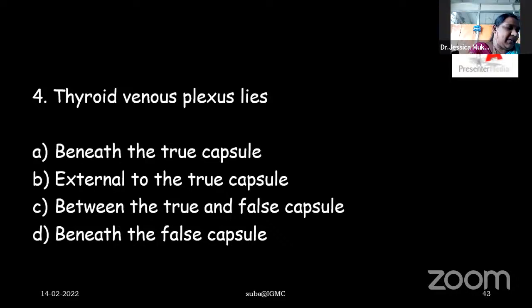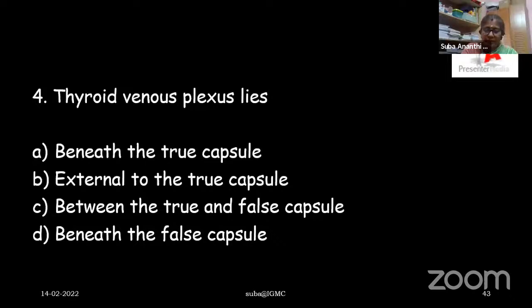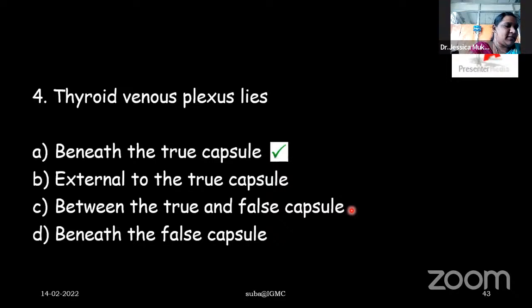Navina M, student, has answered beneath the true capsule. Yeah, very good. So thyroid venous plexus lies beneath the true capsule. So what structure lies between the true and false capsule is the parathyroid gland. So parathyroid gland lies between the true and false capsule. Even the arterial pedicles lie in the space between the true and false capsule. Good. Most of the students have answered beneath the true capsule.